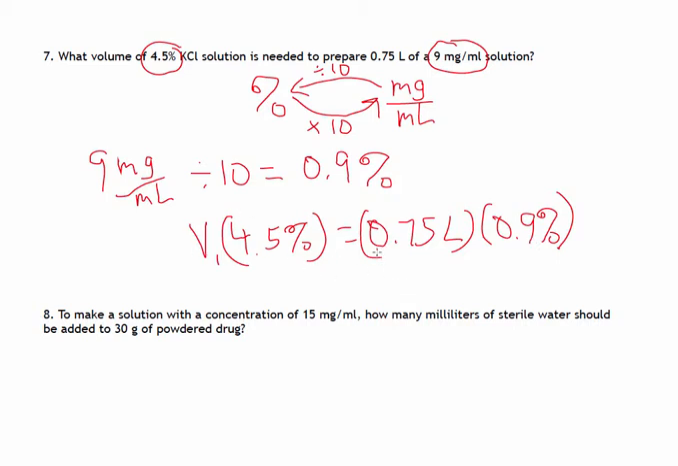Okay, so I'm running out of room a little bit, so I'm just going to describe the algebra here. You want to multiply 0.75 times 0.9, and you are going to divide that by 4.5, and you would get the volume of stock solution you need is 0.15 liters. Something you should be able to do is easily convert between liters and milliliters, so you may also express that as 150 milliliters. To go from liters to milliliters, you want to multiply times 1,000.